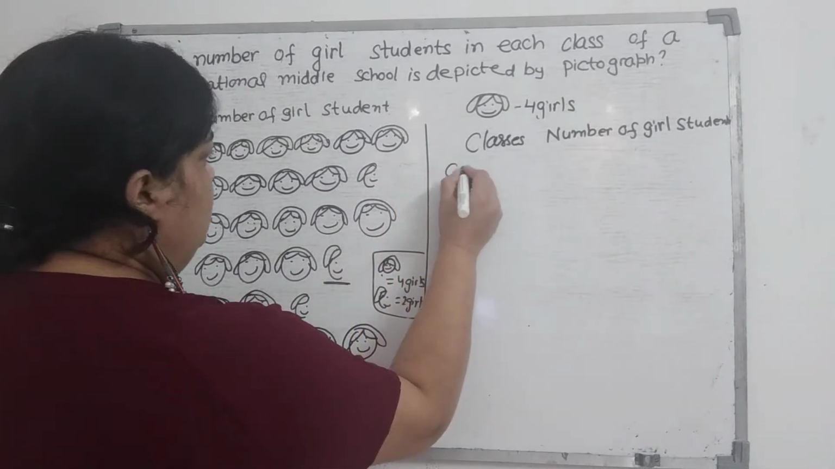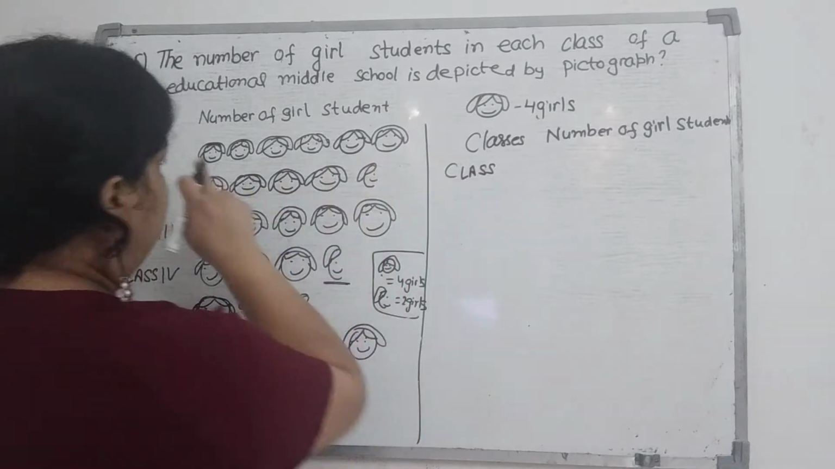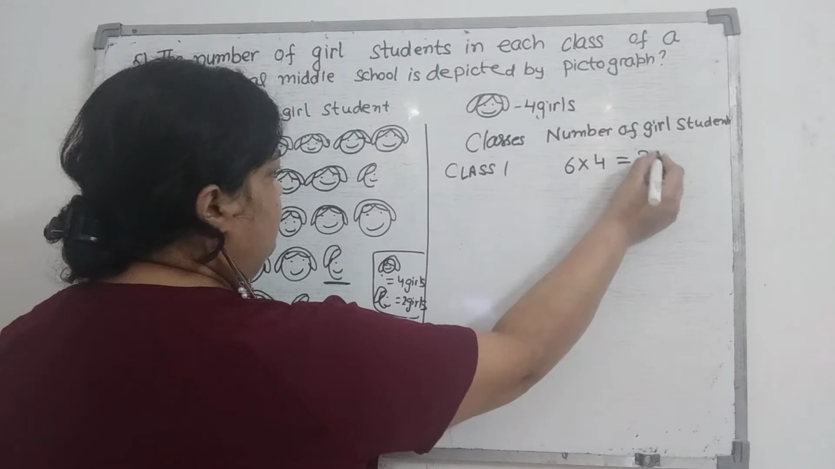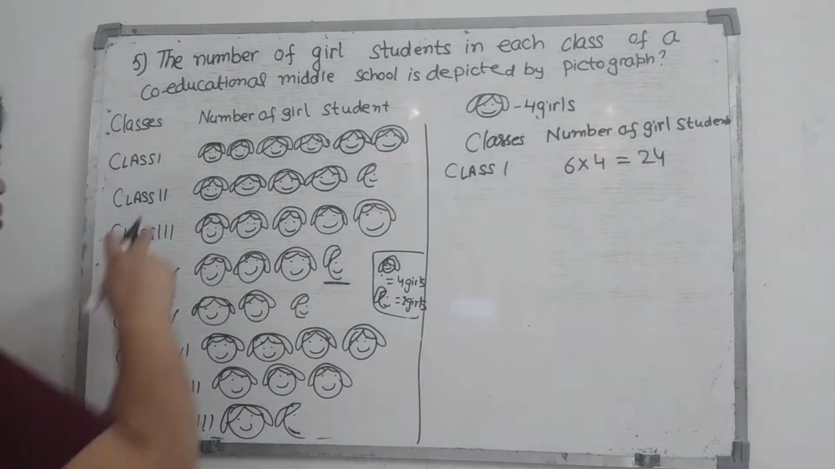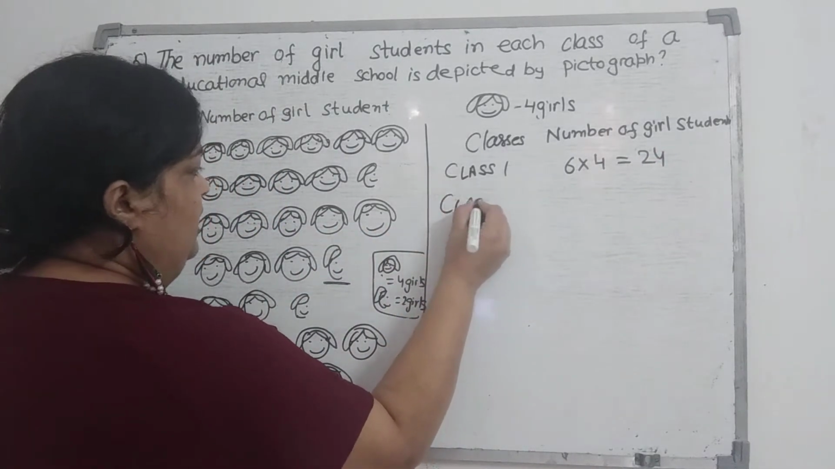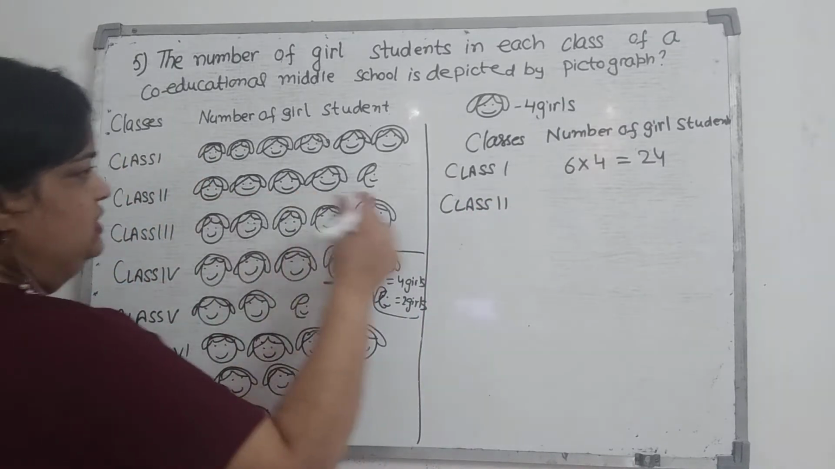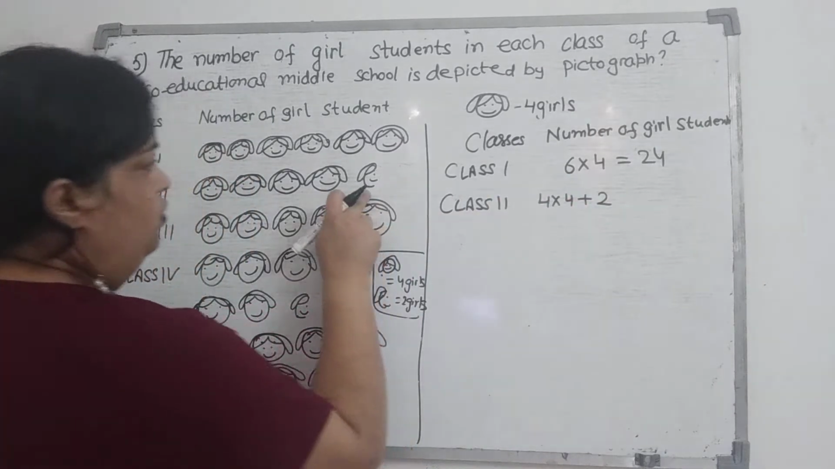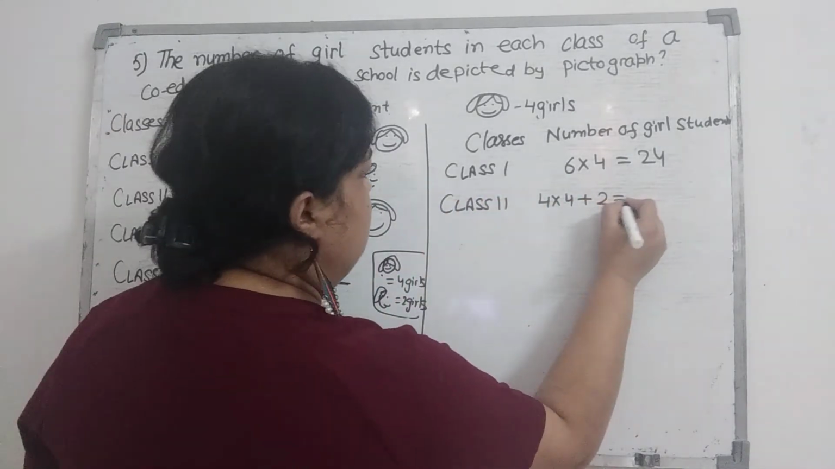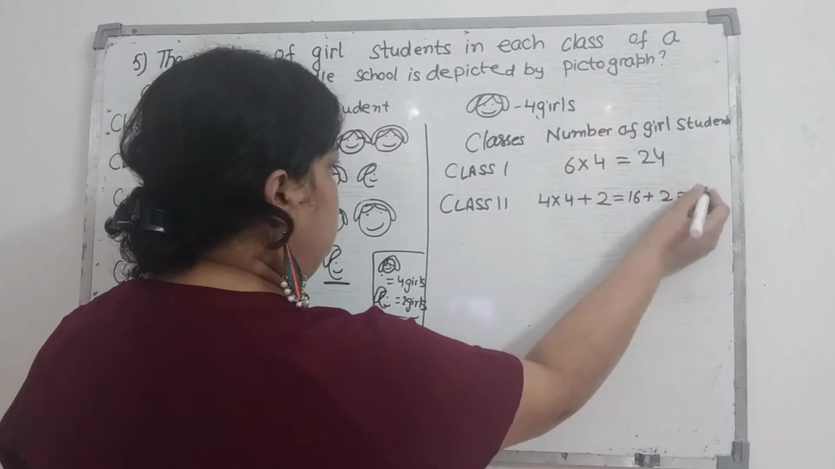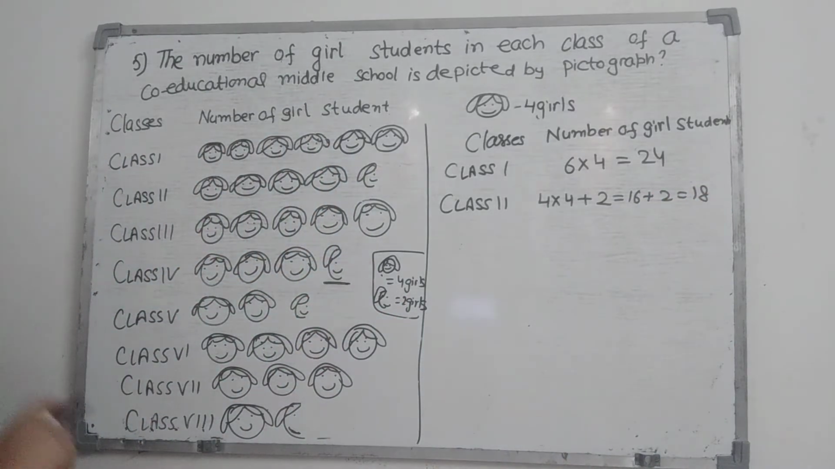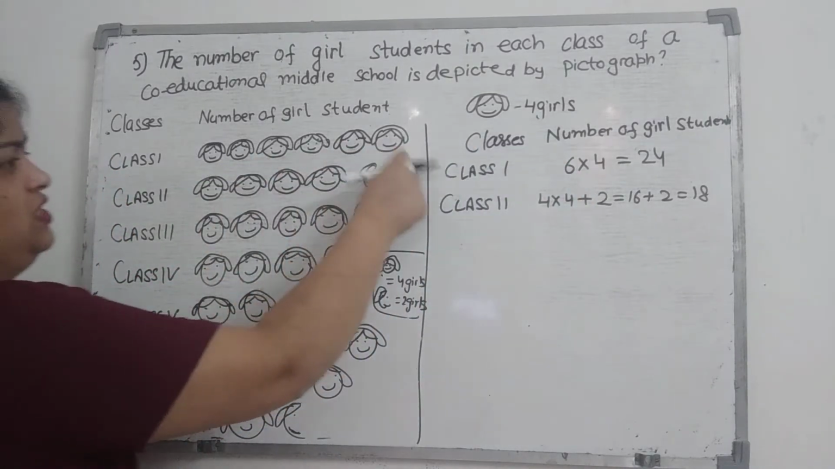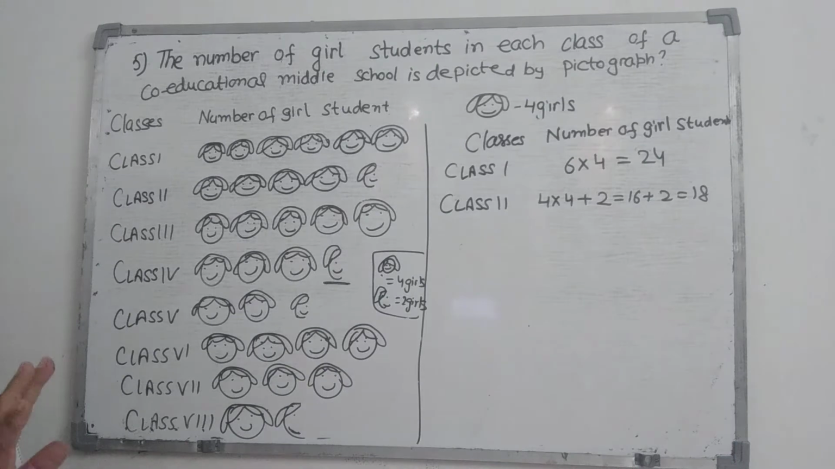Now for class 1. Here you can see we have 6 faces for class 1. 6 multiplied by 4 is equal to 24. Now for class 2. We have 4 full faces, 4 multiplied by 4, plus 2 for this half face. It's 16 plus 2 is equal to 18. I have multiplied this 4 with 6 times of this face. 6 multiplied by 4 is 24.